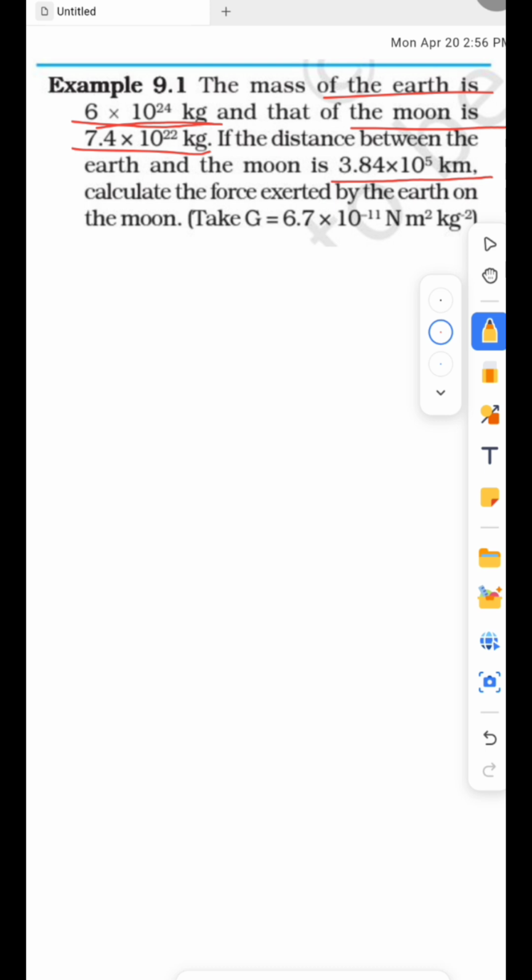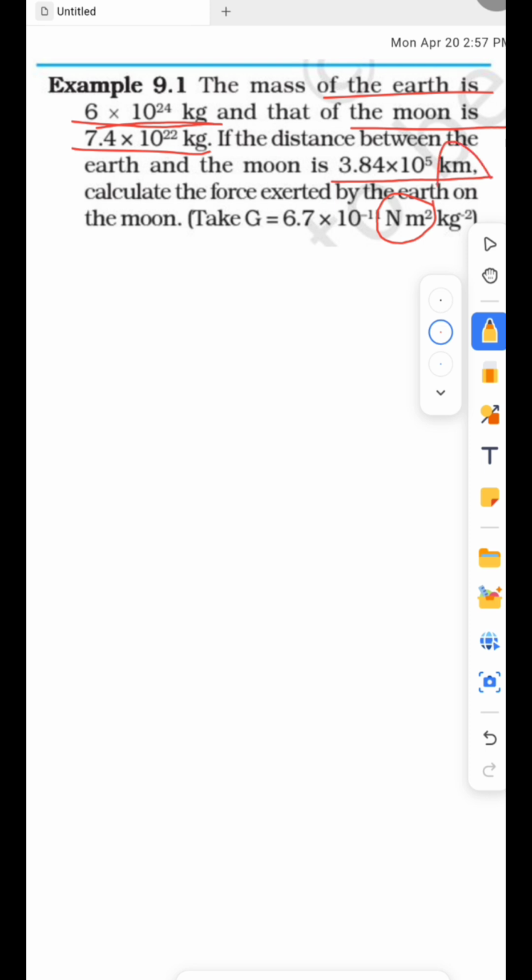Now we have to calculate the force exerted by the earth on the moon, how much gravitational force the earth is exerting on the moon. We will find this after solving this example. And we have the value of capital G, the universal gravitation constant, which is 6.7 into 10 to the power minus 11 Newton meter square per kg square. The unit of the gravitational constant is Newton meter square, and the distance between the moon and earth is given in kilometer.